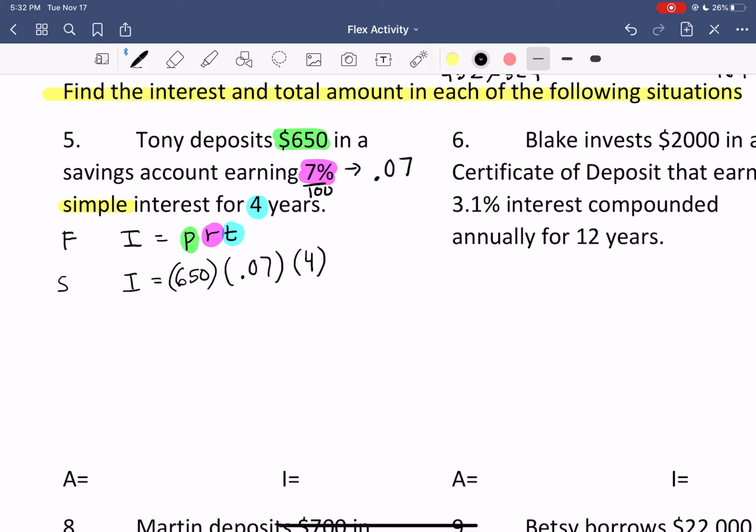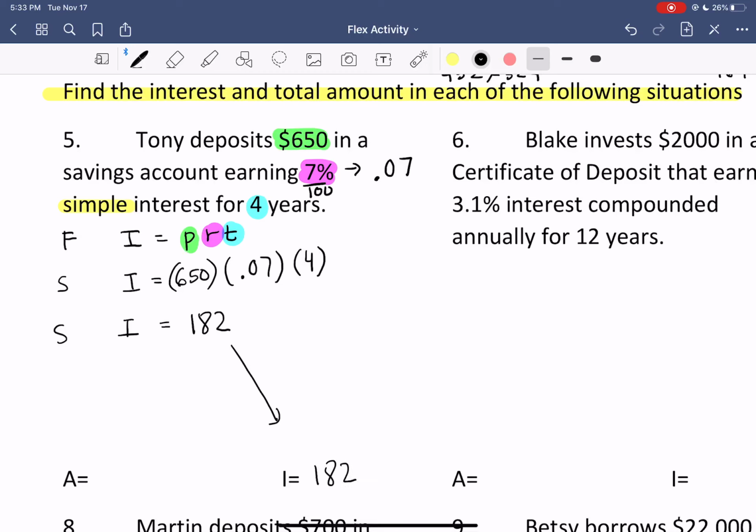So when we solve that, we get 650 times 0.07 times 4, 182 is our interest. So that is the number that is going to go right here, 182.